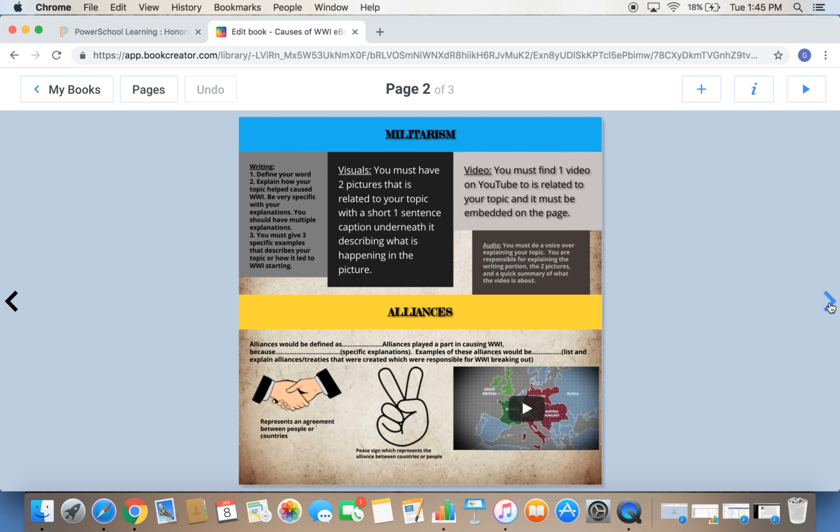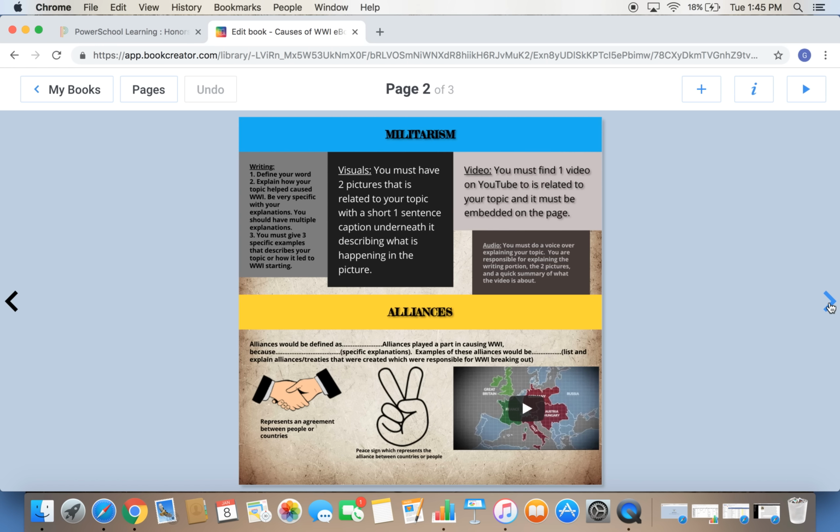Finally, number 3 for the writing portion, you must give me 3 examples that describe your topic or how it led to World War I starting. In your article that you are responsible for reading and taking notes on, and your video that you're responsible for viewing and taking notes on, this is where you're getting your information about your topic. There are lots and lots of specific examples in there that would represent militarism before World War I breaks out.